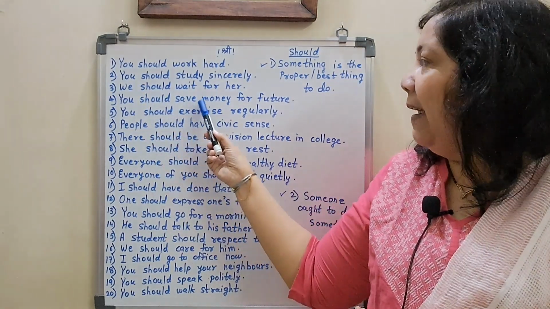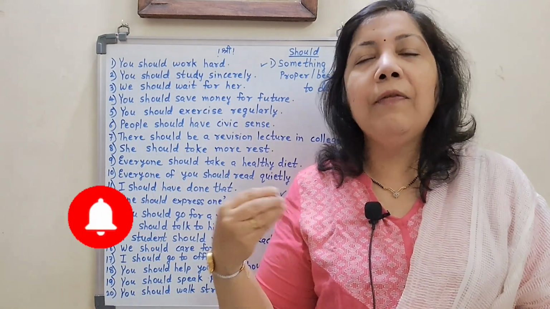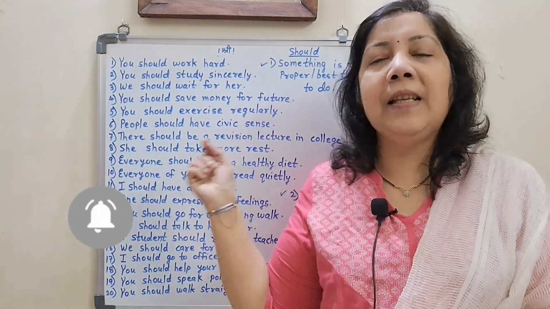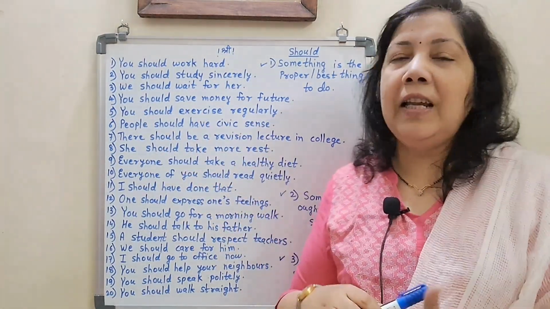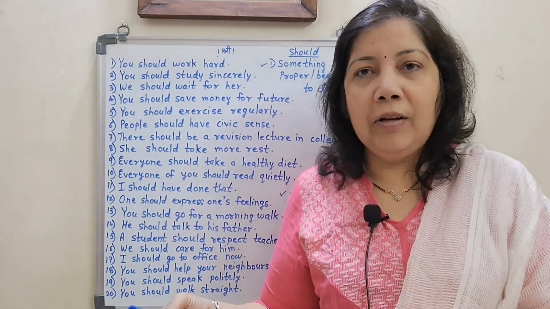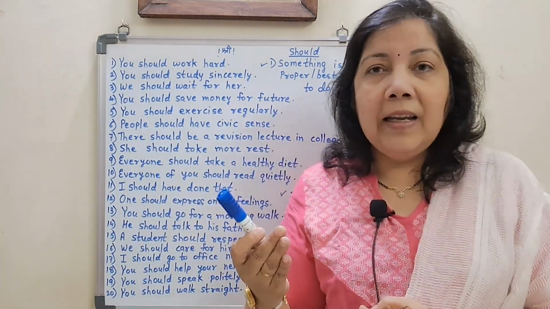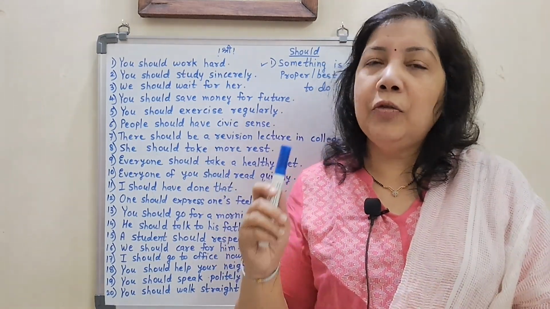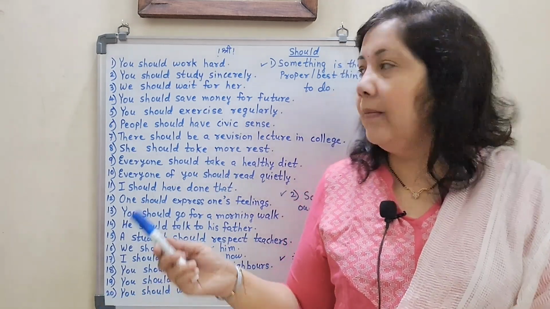You should save money for future. So ideally that is the best thing for you. You should exercise regularly. Again the best thing is that you should exercise regularly. People should have civic sense. Ideally how people should behave? They should have civic sense. They ought to have civic sense.